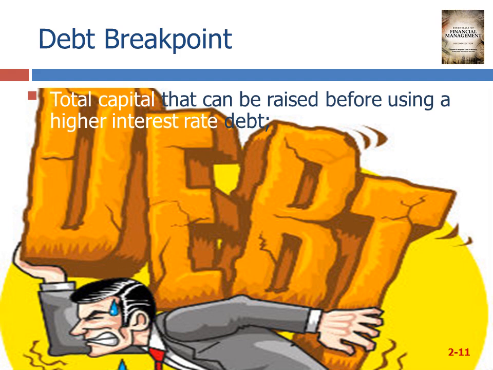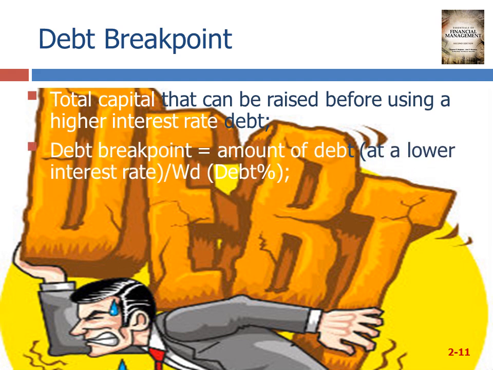So the point is, at what amount of capital can we borrow money at a lower interest rate, or at what amount of capital we need to issue or borrow at a higher interest rate. Okay? So the formula is the amount of debt at a certain or at a lower interest rate divided by the debt portion of our capital structure or percentage of debt.